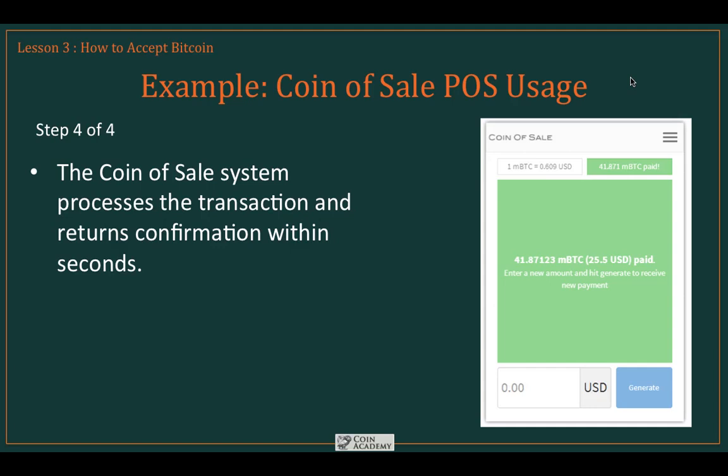Point of sale processes the transaction, returns the confirmation within seconds, and that's it. You're done. You've just completed a sale, and you've just handled the whole thing using your tablet or your smartphone. It's all done. The money's in your account now on the point of sale website in the wallet of your choice, and you can withdraw that using the systems that they provide. That's it. It's actually that easy.